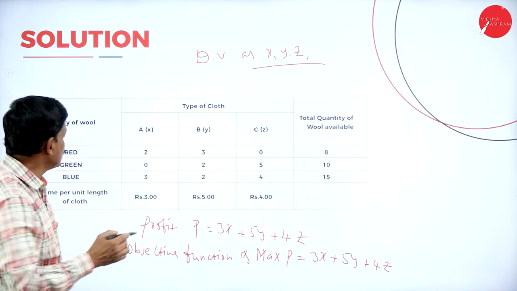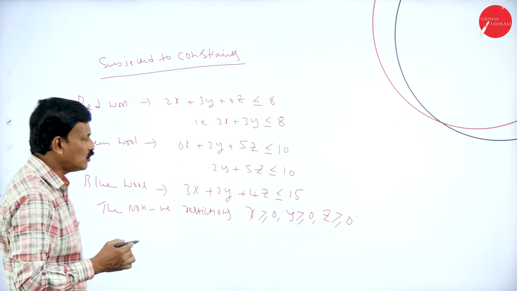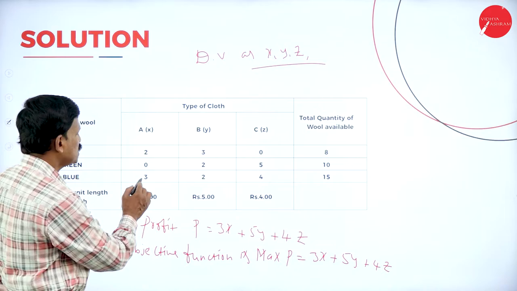For red wool, what is given? 2x plus 3y plus 0z is less than or equal to 8, and therefore 2x plus 3y is less than or equal to 8. And for the green, it is 0x plus 2y plus 5z is less than or equal to 10. Therefore, 2y plus 5z is less than or equal to 10. And for the blue, it is 3x plus 2y plus 4z is less than or equal to 15.